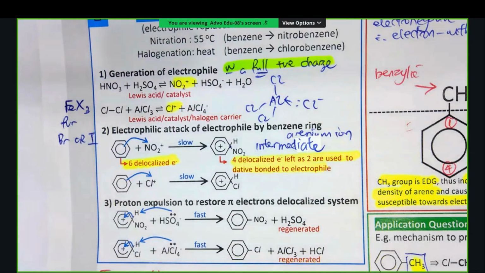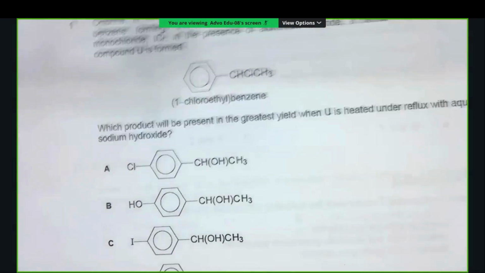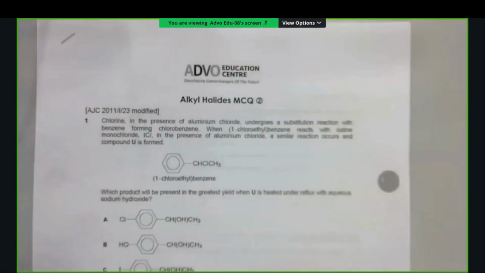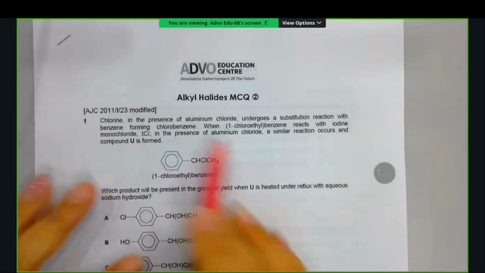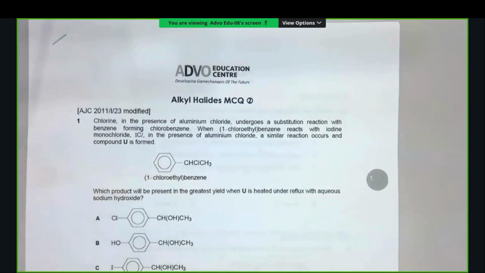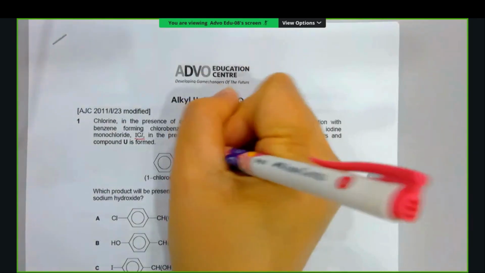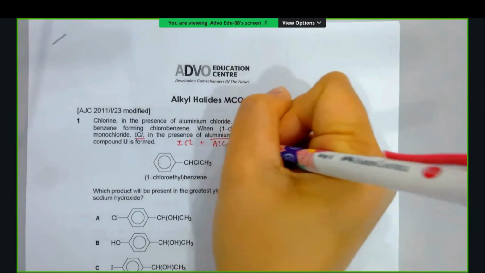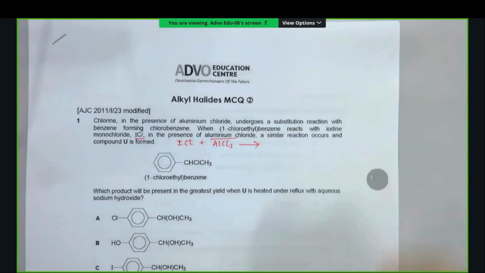Now, in this case, the first part: when you react one chloroethylbenzene, which is this one here, with ICl in the presence of AlCl3, may I know what electrophile is generated? This is my step one, the generation of your electrophile. What electrophile? Two options: option one, I+. Option two, Cl+. Which one?